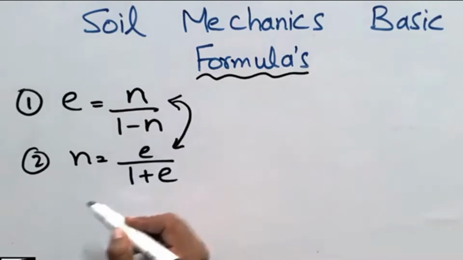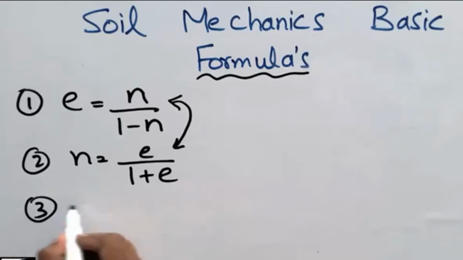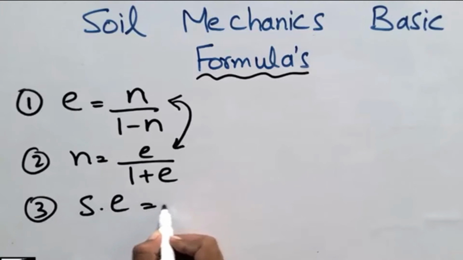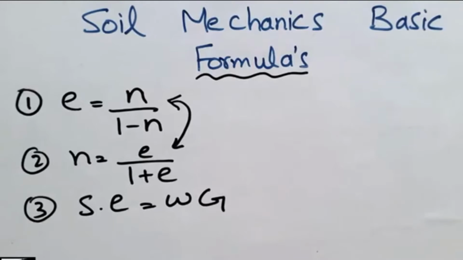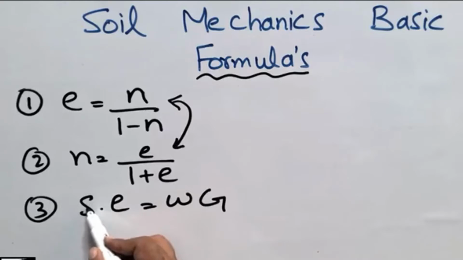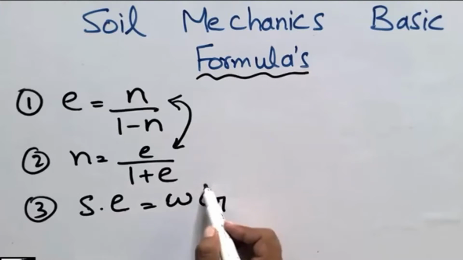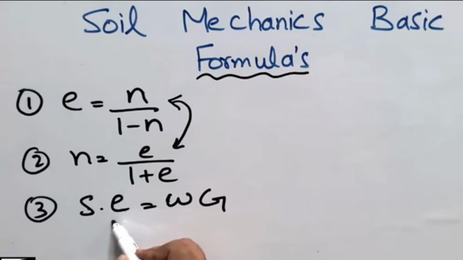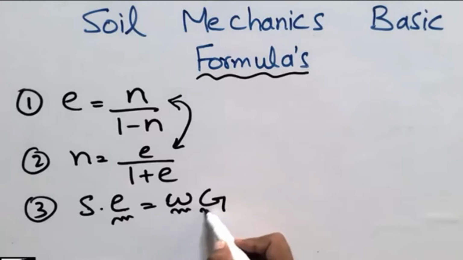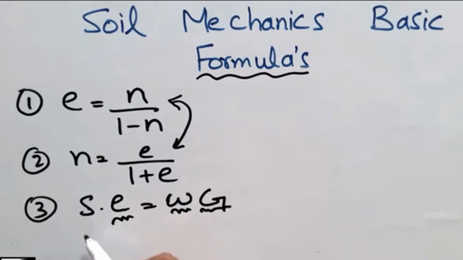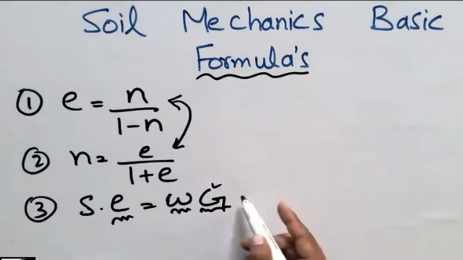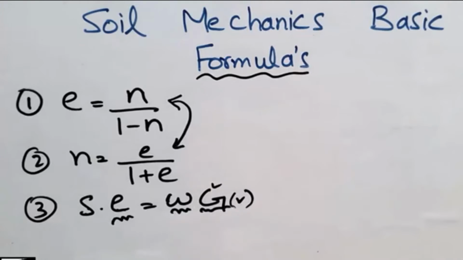These formulas are interchangeable, and one can be derived from the other. The third formula is S·e = w·G. This is also mostly used in soil mechanics, where S is the degree of saturation of the soil, e is the void ratio, w is the water content, and G is the specific gravity. If we know three of these parameters, we can find the fourth: the degree of saturation, the specific gravity, and so on. This is used very often in soil mechanics problems.